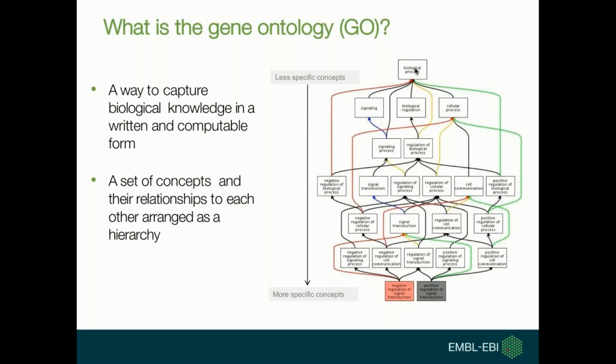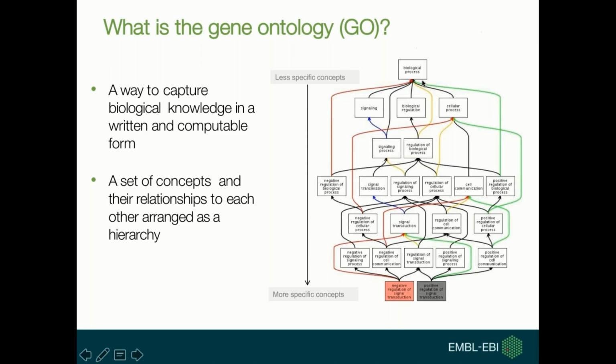So to start off, what is the Gene Ontology? Well, it's a controlled vocabulary that allows us to capture biological knowledge in a written and computable form. It's a set of concepts, and the relationships to each other are arranged in a hierarchy.